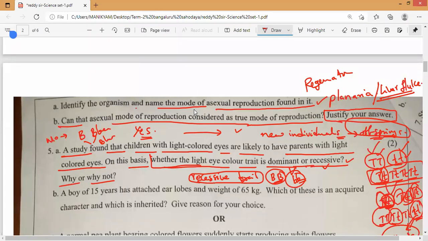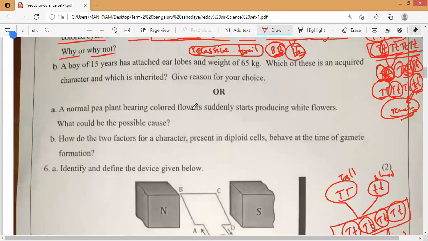But in the given statement, both the parents as well as the children have the same light color eyes, so we can say it is the recessive trait. Understand? That is what you have to remember. The next question we have already done.